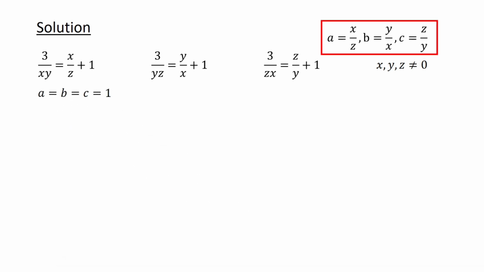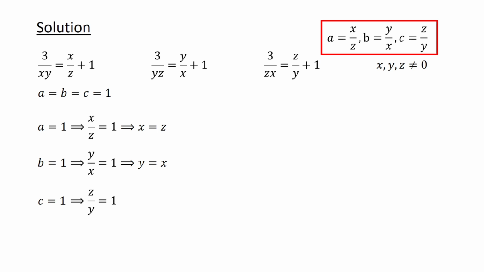Taking note of our substitutions, when a equals 1, we have x over z equals 1, which implies x equals z. When b equals 1, we have y over x equals 1, which implies y equals x. When c equals 1, we have z over y equals 1, which implies z equals y. Combining the results, we therefore have x equals y equals z.